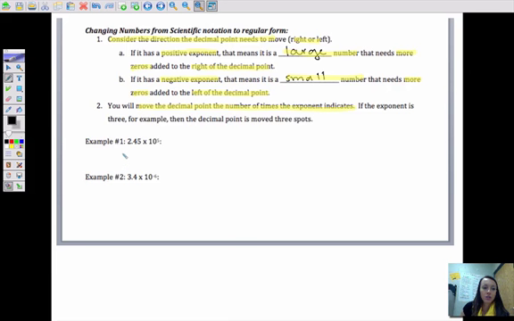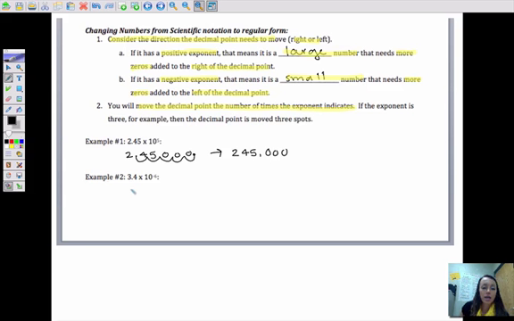So the first thing I'm going to do is rewrite my original number, so 2.45. And my example says 2.45 times 10 to the 5th power. Now it's positive, so that means I'm going to move to the right because I need to make it a big number. So I'm going to move the decimal point 1, 2, 3, 4, 5 spots. And in each of those empty spots, I'm going to put zeros. And I'm going to make it look a little better, so 245,000. So 2.45 times 10 to the 5th power becomes 245,000. There's no units because we're not making it into a problem yet.